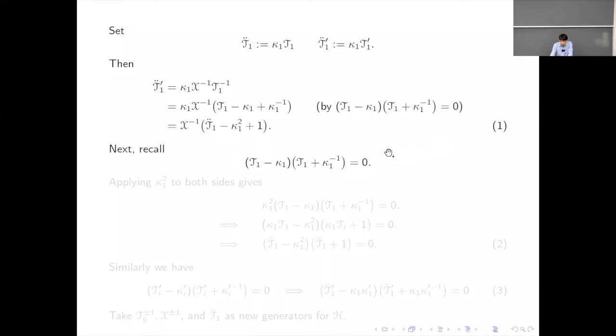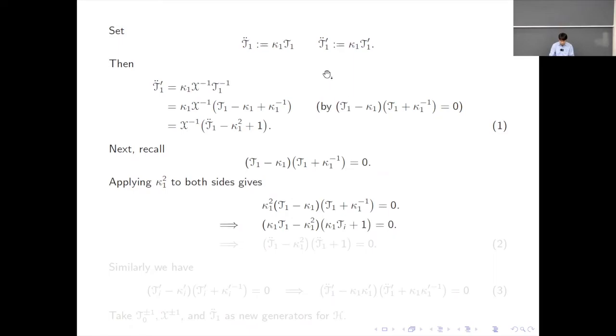Next, we recall the relation tau 1 minus K1 times tau 1 plus K1 inverse equals 0. Now we apply K1 squared to both sides, applying K1 to each linear factor. Then by our setting, K1 tau 1 ends up being T1 double dot, and this one also T1 double dot. So we obtain these relations. Similarly, for these relations where I is 1, we apply K1 squared to both sides and simplify to get this equation.